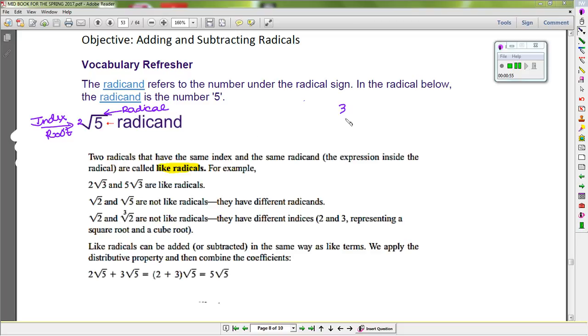So if I have the cube root of 5, then 5 is the radicand, and the 3 is the index or the root, and this root symbol we call the radical.